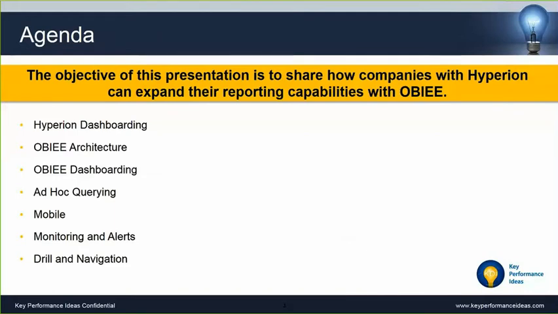So today we're going to be talking about how companies with Hyperion can expand their reporting capabilities with OBIEE. We're going to do a little bit of a brief overview of the Hyperion dashboard offering. Then we'll delve into OBIEE dashboarding, their interactive analysis tools, the mobile offering, OBIEE monitoring and alerts, and over the course of this, a little bit of description of the drilling and navigation capabilities.